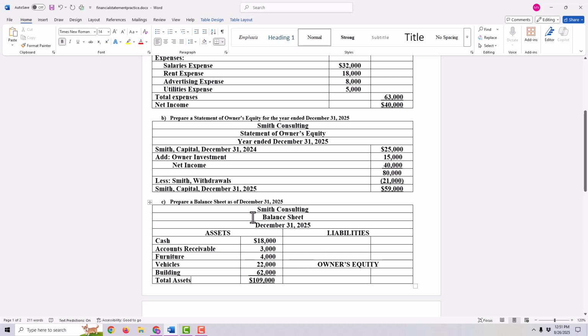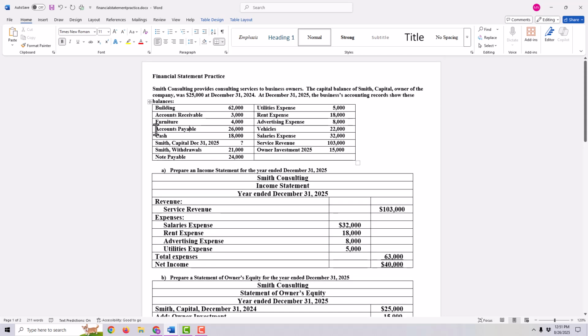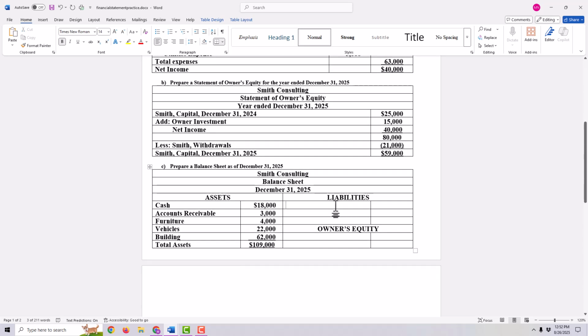The balance sheet represents the accounting equation, so the total assets should equal the total liabilities and owner's equity. So this report is going to show that accounting equation. For liabilities, there are two liabilities. There's accounts payable and note payable. Accounts payable was $26,000 and note payable was $24,000. Total liabilities would be the total of those two numbers, which is $50,000.